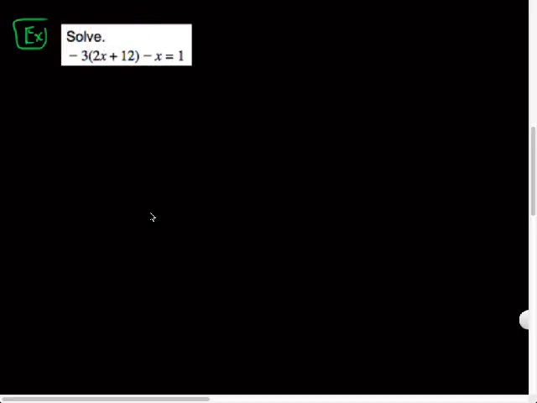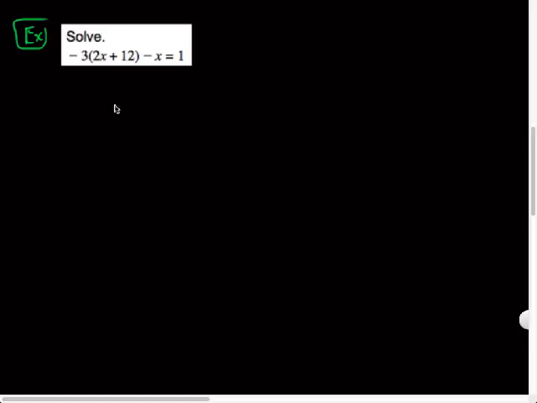So negative 3 parentheses. What operation's taking place there, by the way? Multiplication. That means multiplication, right? Negative 3 times (2x plus 12), close parentheses, minus x equals 1. So this problem, we actually have multiple x's hanging out here, which is kind of weird.